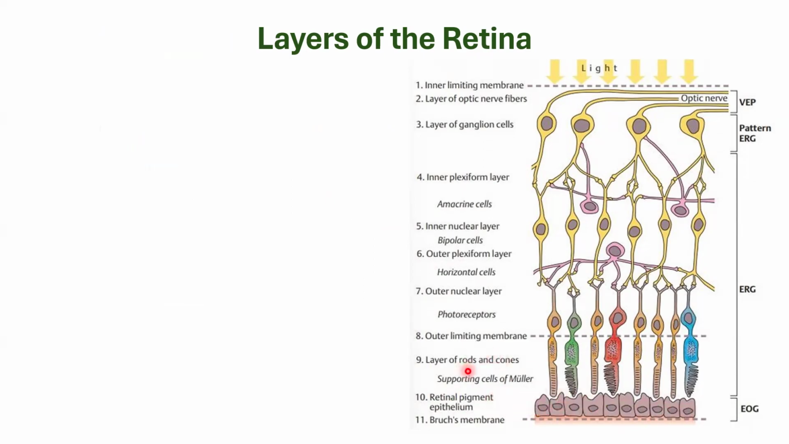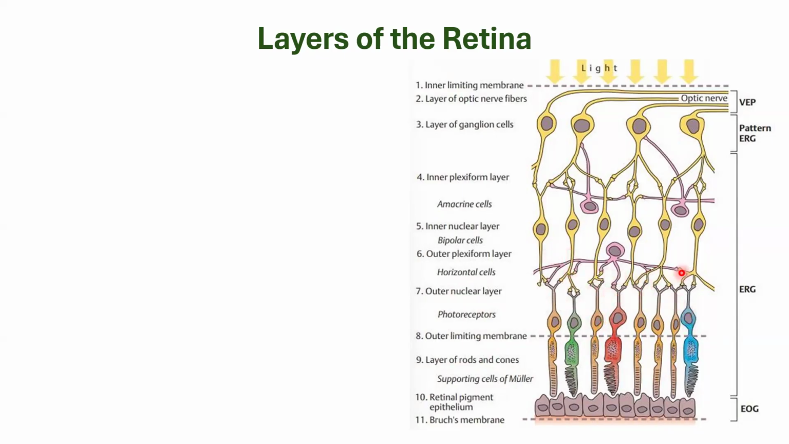Then you'll have supporting cells of Müller. These are supporting cells. Then the layer of cones and rods. And then you have the outer limiting membrane. This is the outer limiting membrane. Then you have the outer nuclear layer. Nuclear contains the cell bodies for cones and rods.